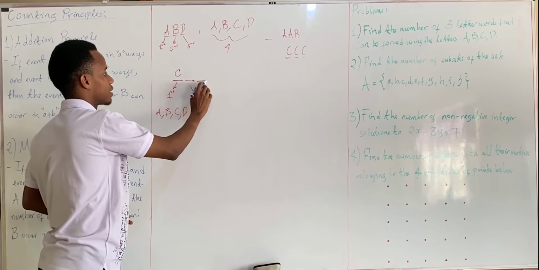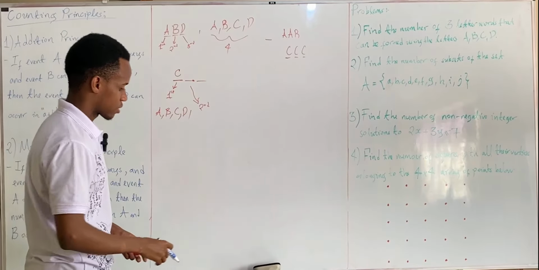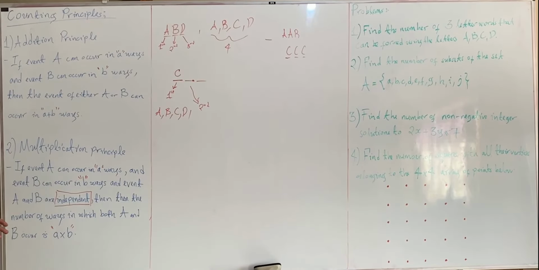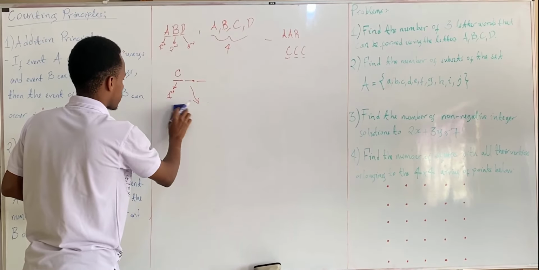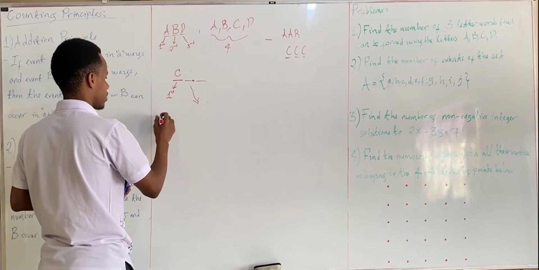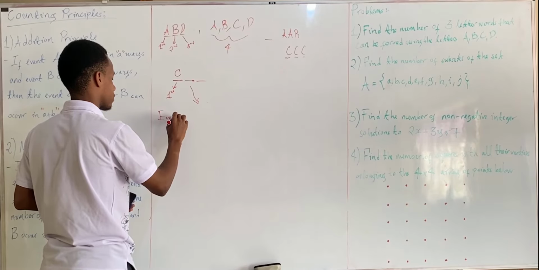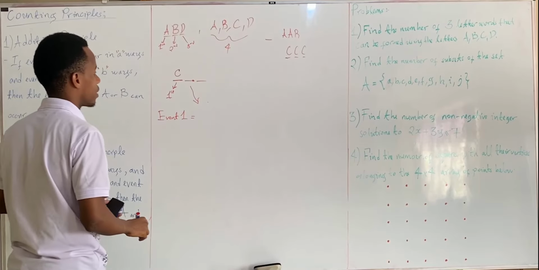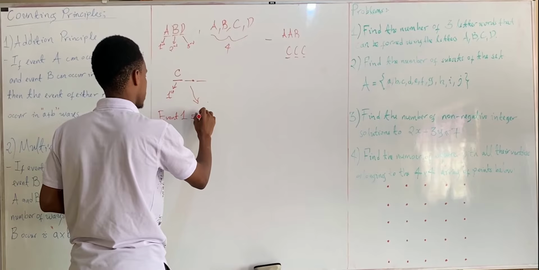And for the third letter, we have again four ways of filling this spot. So in order to use the counting principles in this case, we're actually using the multiplication principle. We're using events. So maybe event A, you can name it as the first letter.